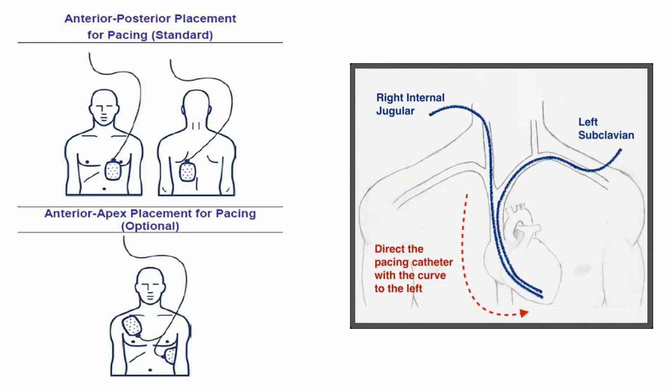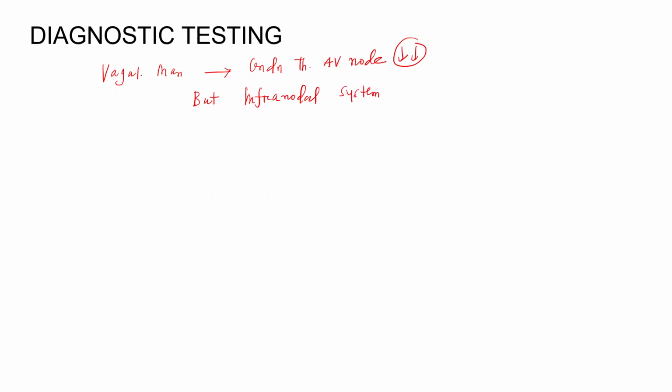Now what I have left is the diagnostic testing. This part is given in Harrison. So remember, when you do vagal maneuvers, conduction through the AV node decreases. What you need to remember is the AV node is responsive to the vagal maneuvers, but the infranodal system is not very sensitive to vagal maneuvers or autonomic maneuvers.